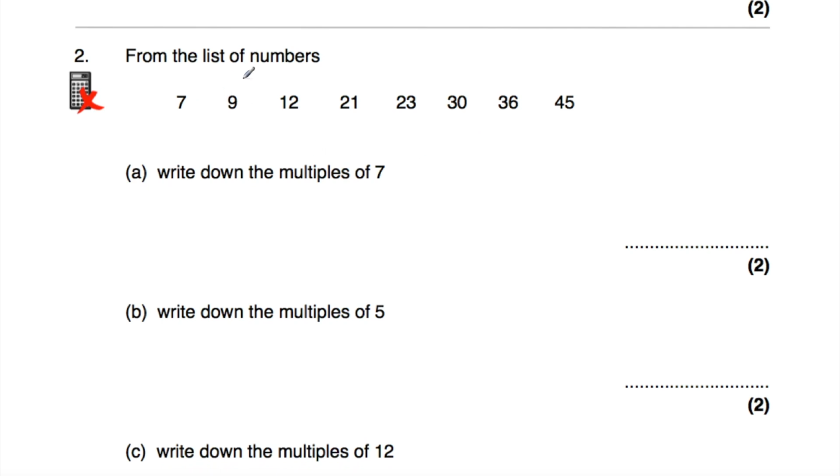So question number 2 says, from the list of numbers, 7, 9, 12, 21, 23, 30, 36, and 45, part A says, write down the multiples of 7. So let's consider the multiples of 7. They are 7, 14, 21, 28, 35, 42, 49, and so on. And if you know your 7 times tables, you'll know the multiples of 7.